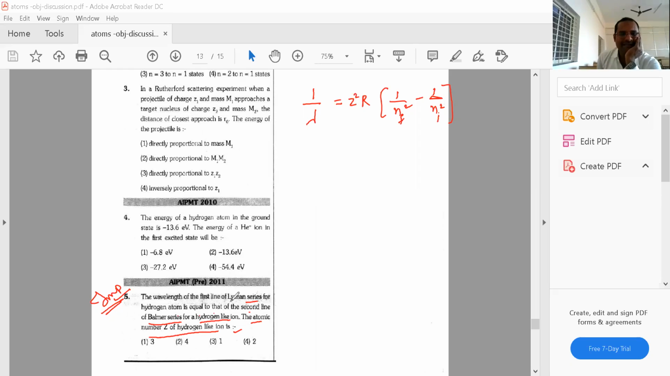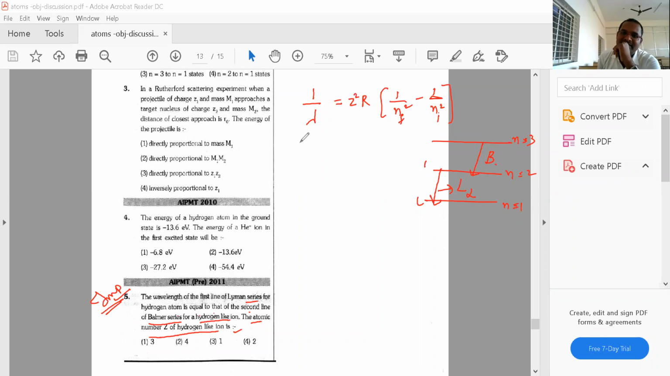Now, what they are saying is the wavelength of the first line of Lyman series. What is the first line of Lyman series? Here, this is n is equal to 1, this is n is equal to 2, this is K, L like that. So from n is equal to 2 to n is equal to 1, if a line comes, that is called L alpha, the first line of Lyman series. If n is equal to 3 to n is equal to 2 transition takes place, this will be called Balmer series.